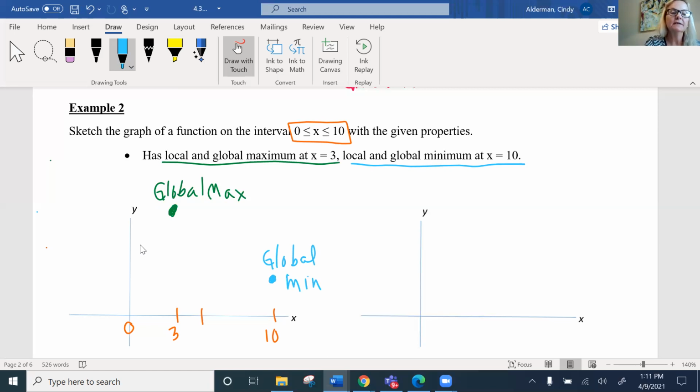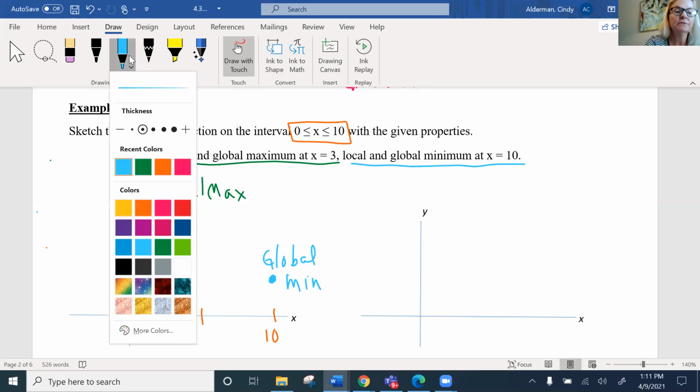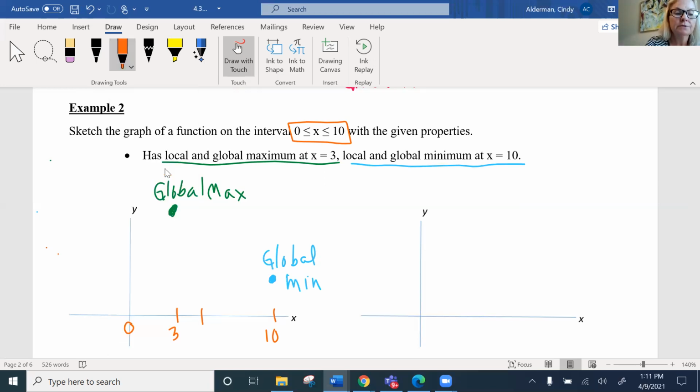And what else? Oh, and another thing that we know, since they're talking about the interval from 0 to 10, is there's also a local minimum, or it could have been up there, but let's call this local min at 0. You have to include the endpoints.